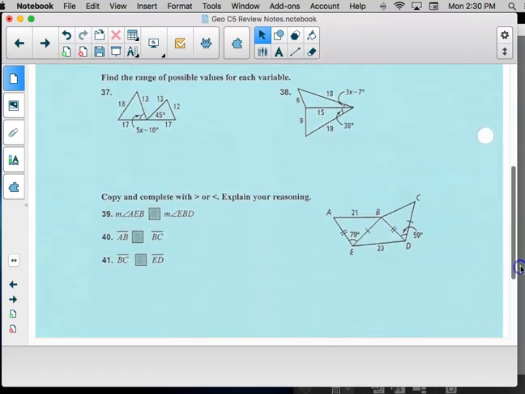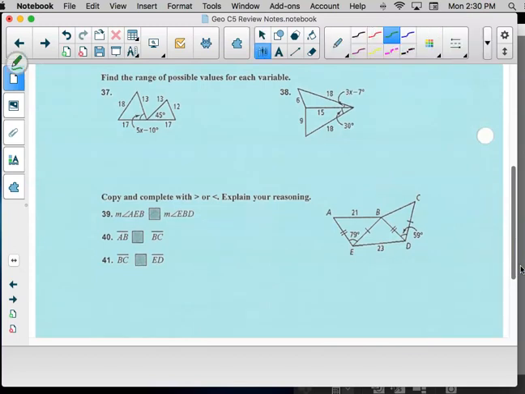Now, finding the range of possible values for each variable. In 37, I've got this is 17, this is 17, this is 13, that's 13. So those angles are all set. I know 45 is opposite 12, and 5x minus 10 is opposite 18. So we're saying that 5x minus 10 is much bigger than 45, but that 5x minus 10 can't be any bigger than 180. So that's the relationship I have to set up.